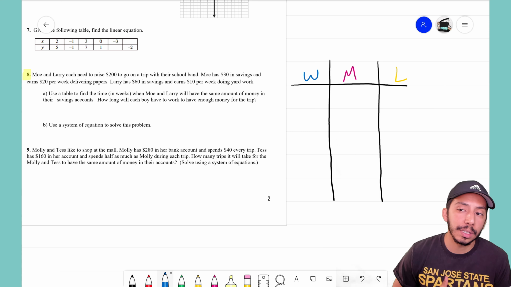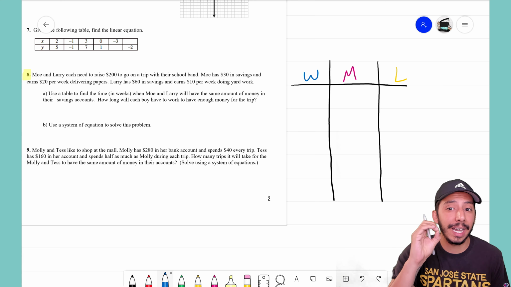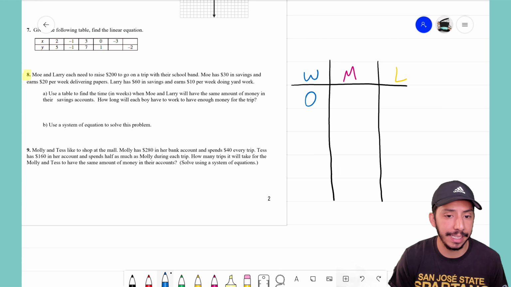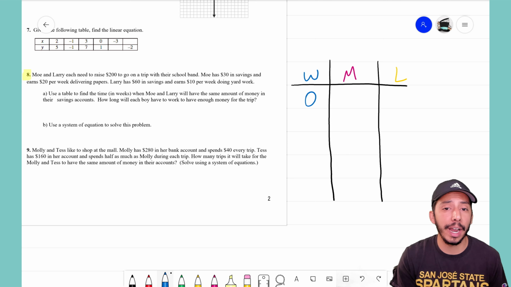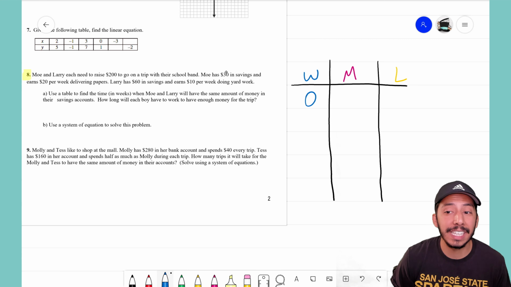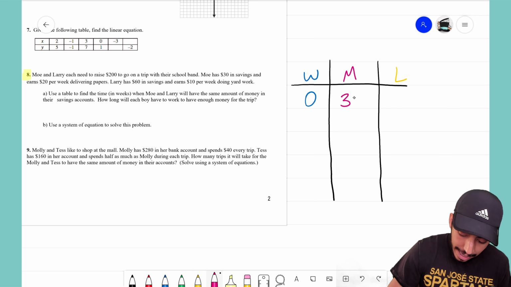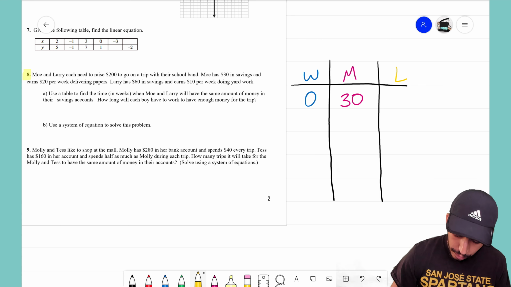Now, we have our weeks, and we need to start with 0. We have to start with week 0 because it is our starting point, and it helps us see how much Mo and Larry had in their savings account initially. When I read this, it says Mo has $30 in his savings account, so for week 0, Mo should have 30. Larry had $60 in his savings account, so for week 0 for Larry, I'm going to write a 60.